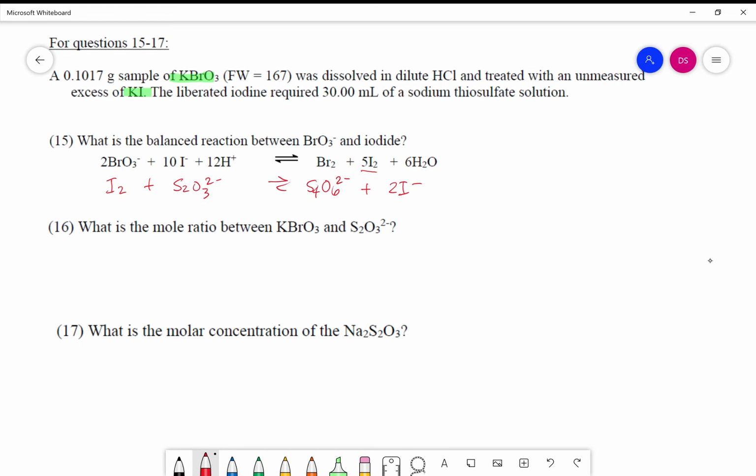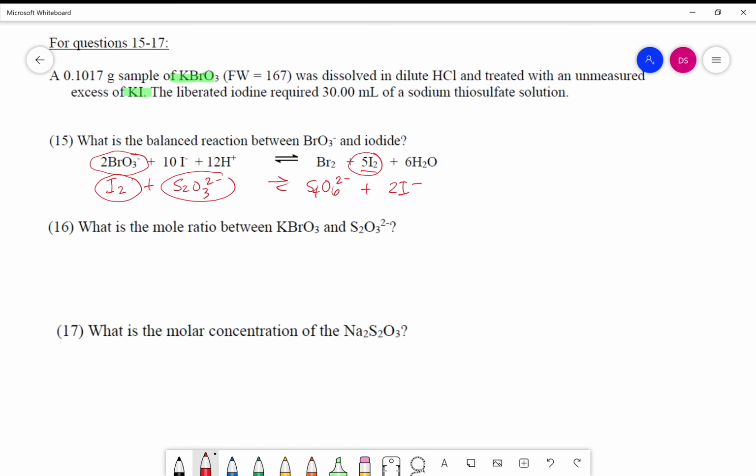So the first reaction relates the bromate to iodine, and the second reaction relates the iodine to thiosulfate. Okay, because the liberated iodine is titrated with thiosulfate after the reaction is complete. So first question, what is the mole ratio between KBrO3 and S2O3 2 minus? As you can see from these two reactions, there is no direct link between KBrO3 and thiosulfate, but the link that they have is actually the iodine. So we are going to calculate the ratio by incorporating iodine into our calculations.